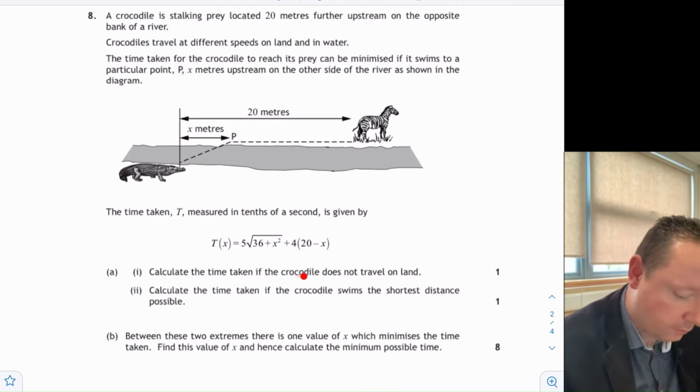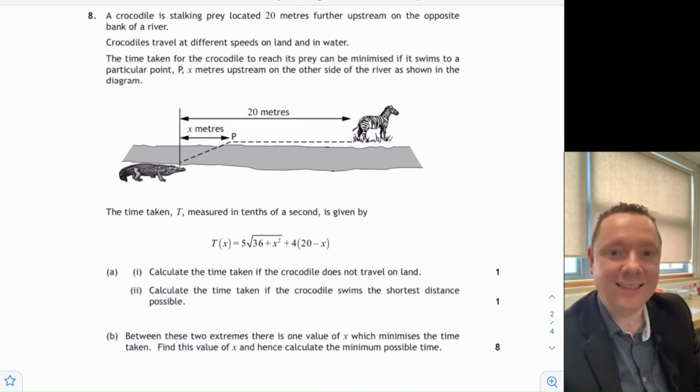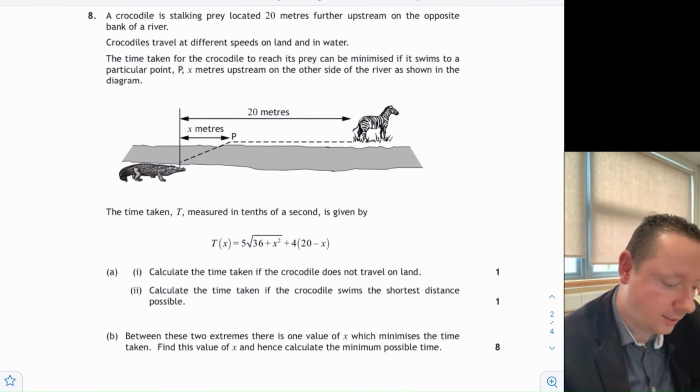Part A says calculate the time taken if the crocodile does not travel on land. It was the context of the question, I think, that made this one difficult and people couldn't quite understand what it's asking me here. Well, if it doesn't travel on land, it is in the water. If it's in the water, it's just swimming straight upstream at 20 metres. So part 1 actually is just substituting x equals 20 into this formula.